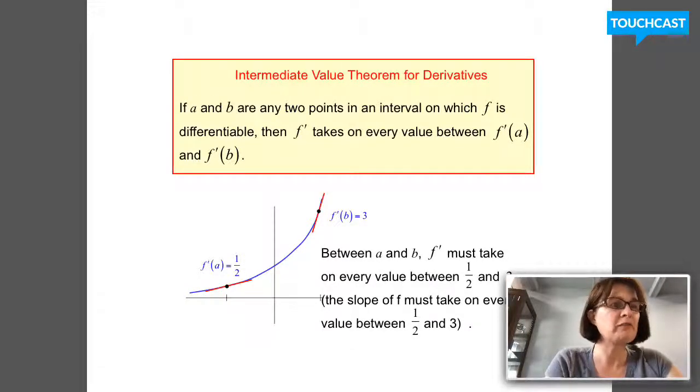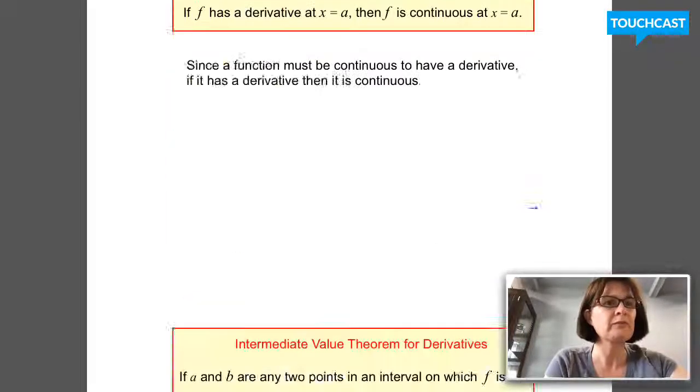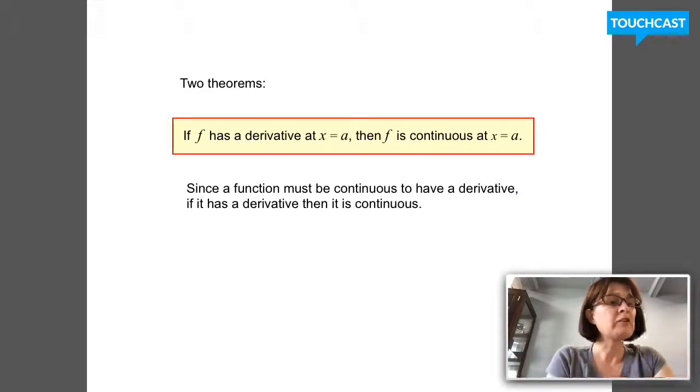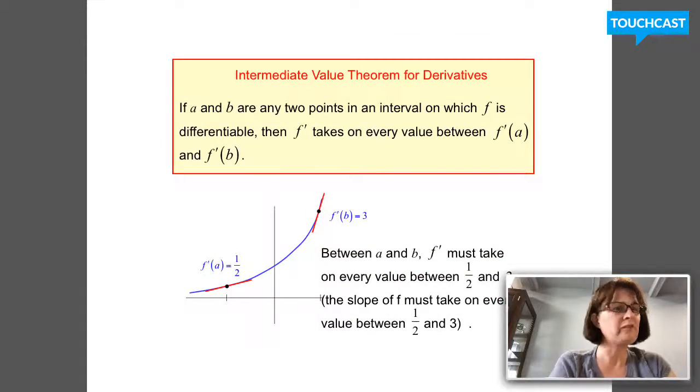So, two theorems that follow from differentiability. Here's the first one. We said that a function must be continuous in order to be differentiable. So if you have a function that you know is differentiable, you may assume that it's continuous. If I give you f prime, or you're able to find f prime, or there's a picture of f prime, you may assume that f was continuous, because we wouldn't have been able to find the derivative if it hadn't been. Second theorem we call the intermediate value theorem for derivatives.